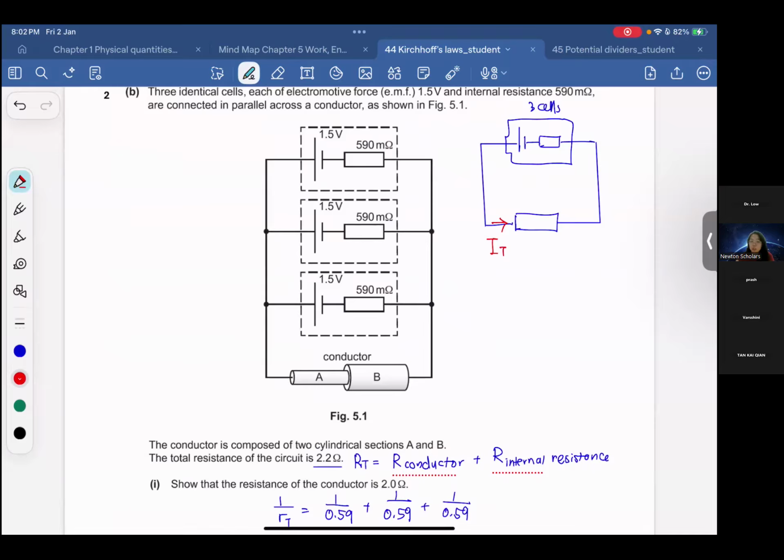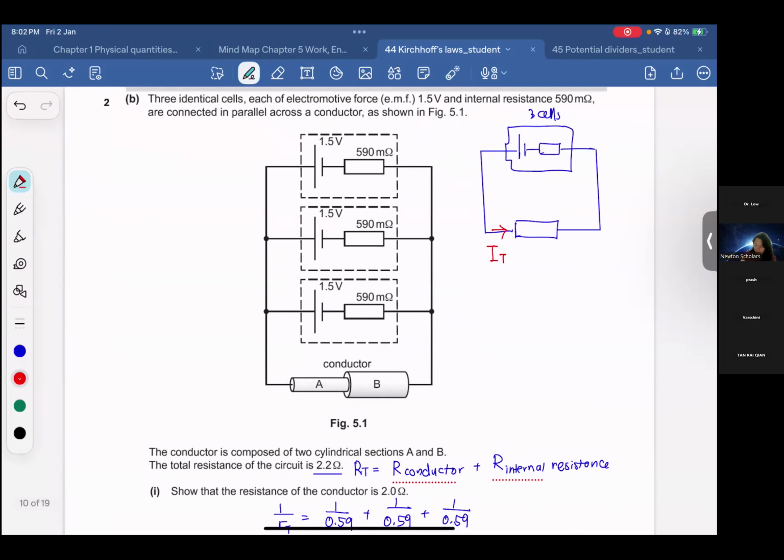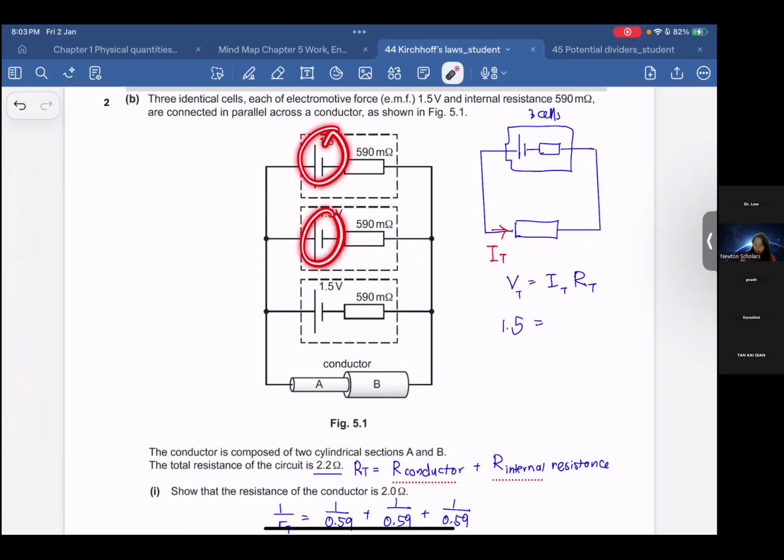Total voltage equals total current times total resistance. Kai Chen correct. Yes, very good. So here V equals IR: total resistance, total current, total EMF. 1.5 volt, 1.5 volt, 1.5 volt, connected in parallel. When they are connected in parallel, what is your total EMF? My answer is still the same, still 1.5. The EMF actually doesn't increase, it still maintains 1.5.